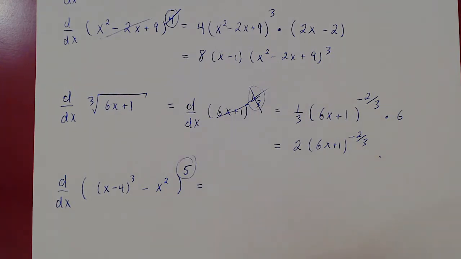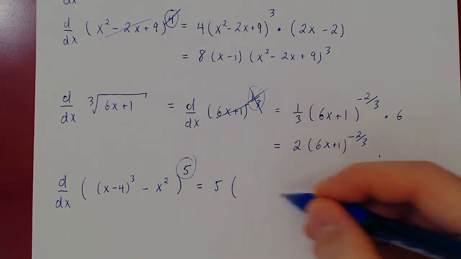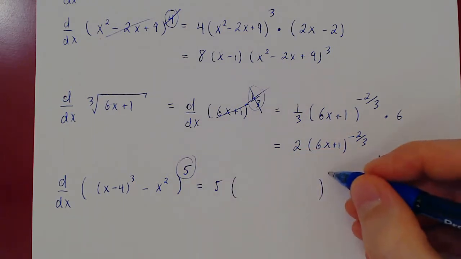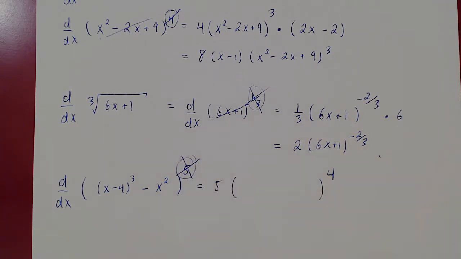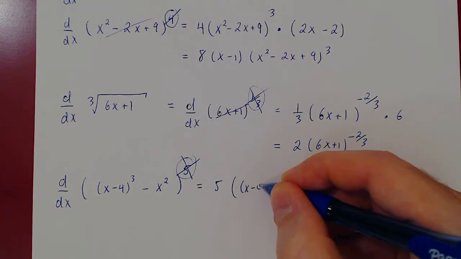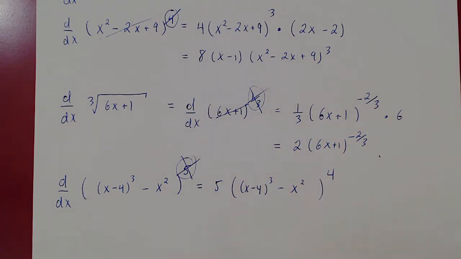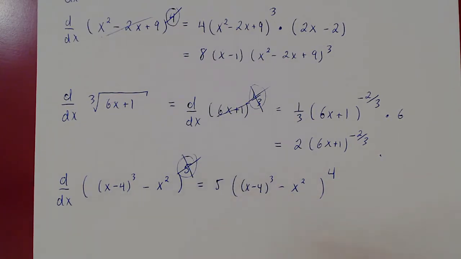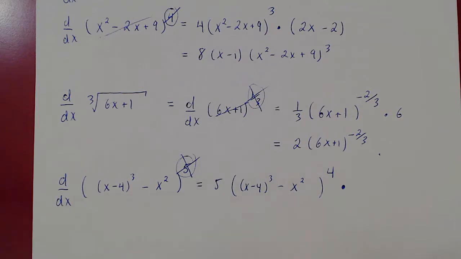The chain rule says differentiate the outside function. Bring the 5 down, subtract 1 from the exponent, and that's the derivative of the outside function. Add the inside function, (x minus 4) cubed minus x squared. So that's the first step. There's still something left over. The chain rule says times the derivative of what's left over.